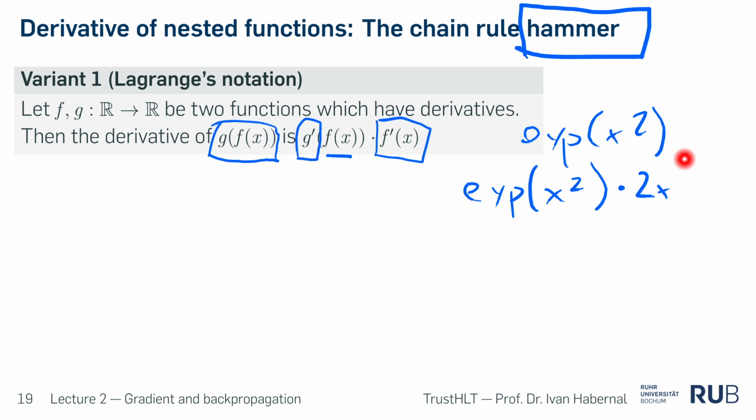Can it be more complicated? Yes, the function could be very nested and things like that. But there's an example in the appendix of this lecture where you can really dig deeper into this chain rule with four functions and how it actually works. Just go through it and get familiar with that.